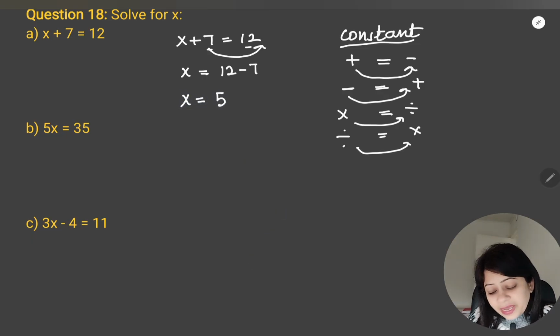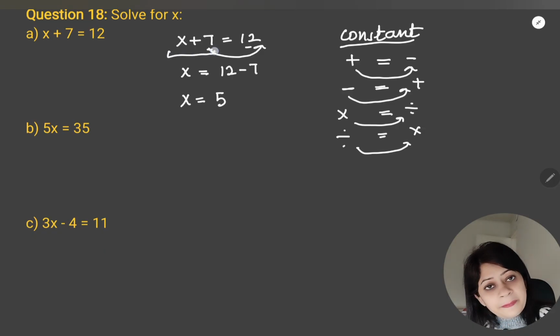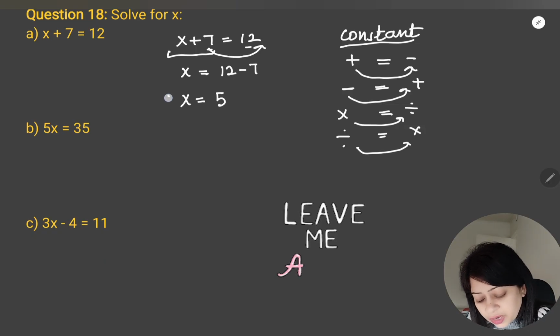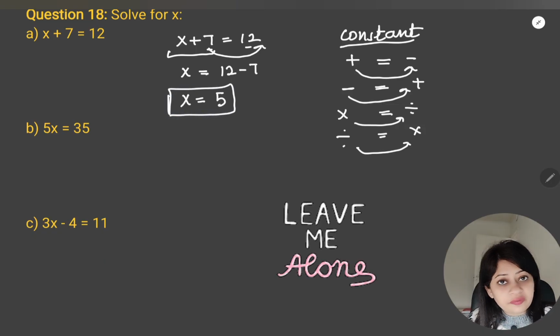You know what? x always wants to live alone at the end. x is very selfish. x just wants to live alone. 7 was with x here, but x doesn't want to be with anybody. x will send everybody apart from him away. x will live alone at the end. So x is 5.